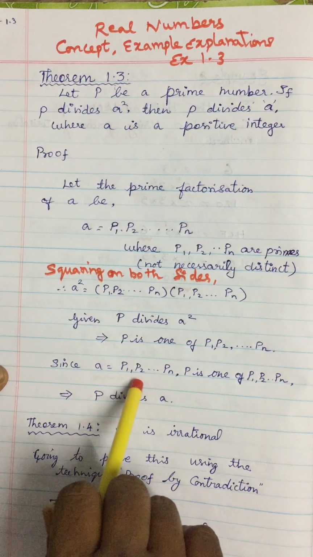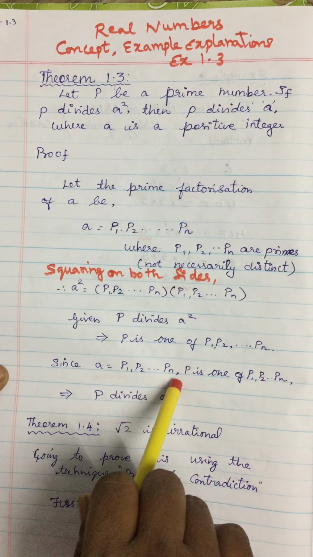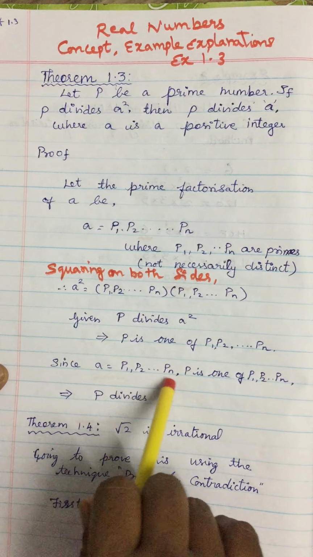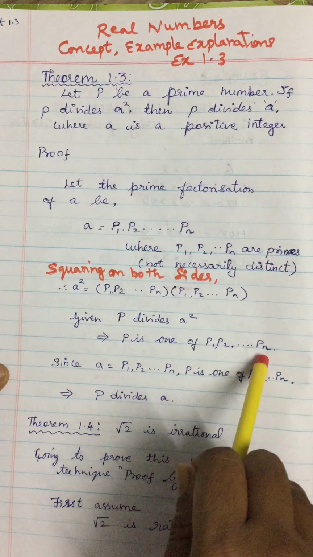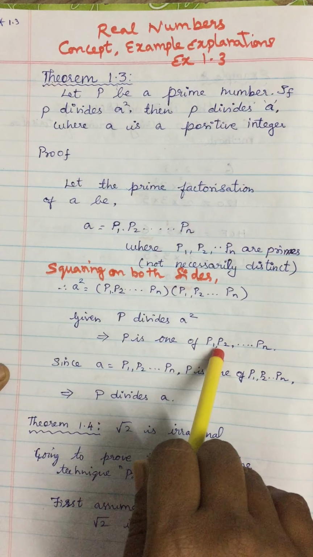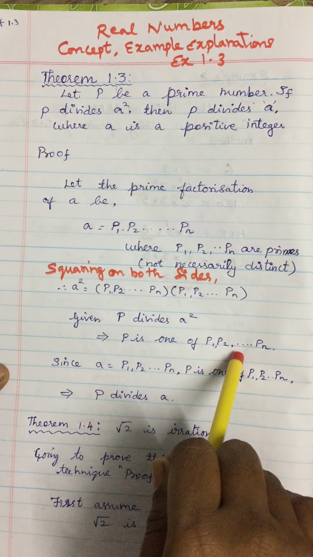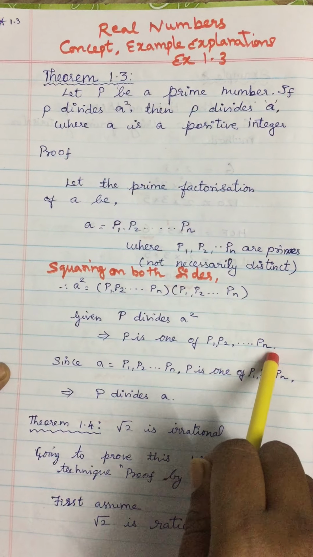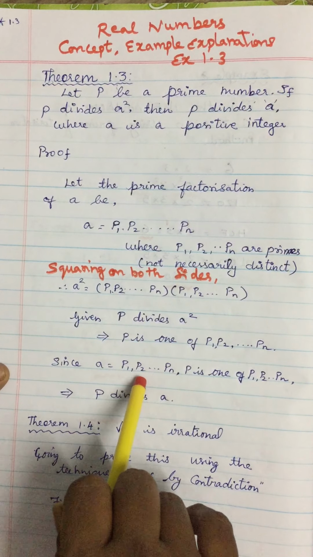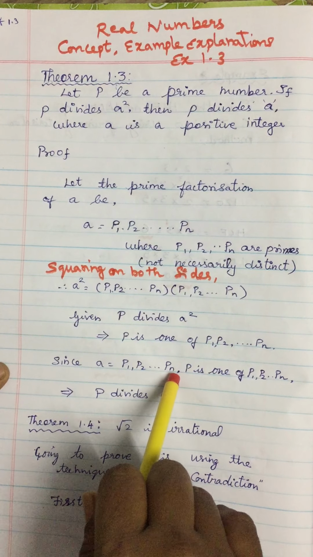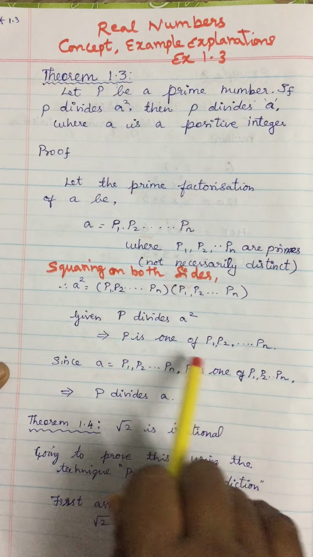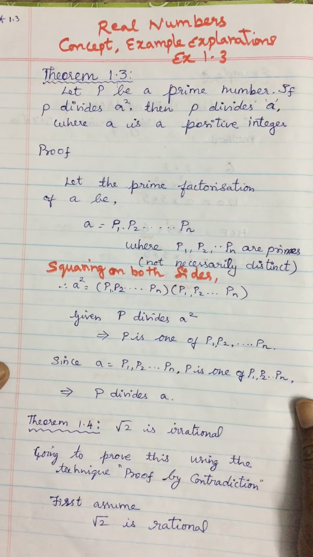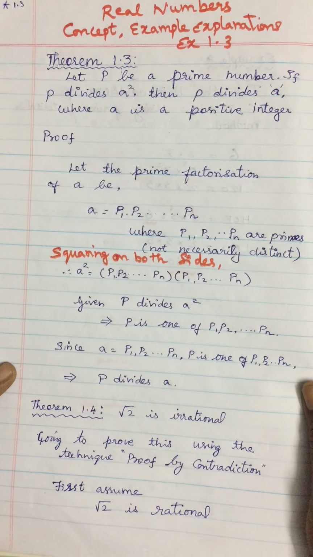Also, since A is equal to P1, P2, etc. Pn, we already know A can be written as P1, P2, etc. up to Pn. So here we have confirmed P is falling with one of these prime numbers P1, P2, etc. Pn. And also we know A is equal to P1 into P2 into etc. up to Pn. And since P is one of these, we can say P divides A, right? Is it clear? This is the proof for your theorem 1.3.